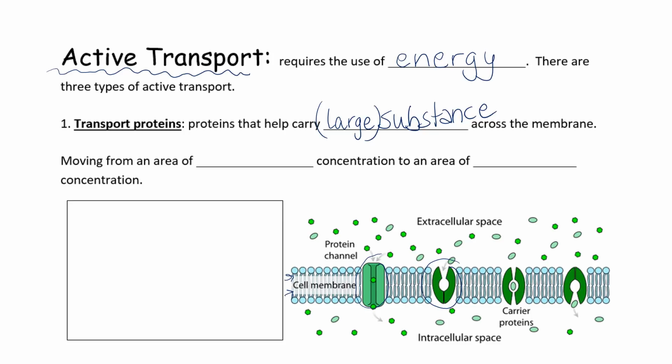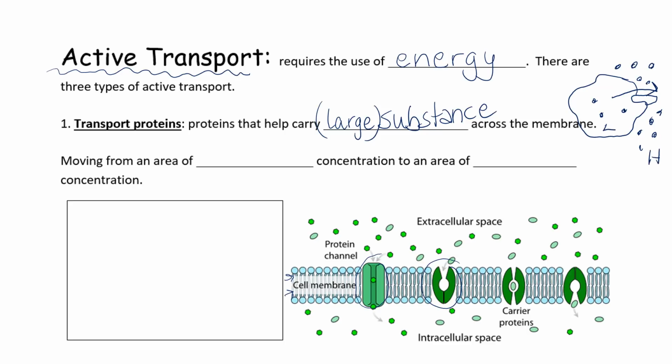So remember that diffusion is when molecules go from a high concentration to a low concentration. But what if cells need things that are in lower concentrations outside of the cell? So here's my cell. There's a transport protein. And there is waste on the inside, but there's more waste on the outside. That cell still needs to get rid of that waste. So we need it to go from low concentration to high concentration.